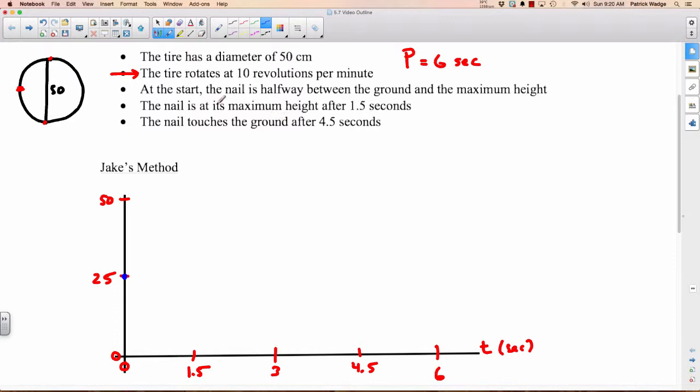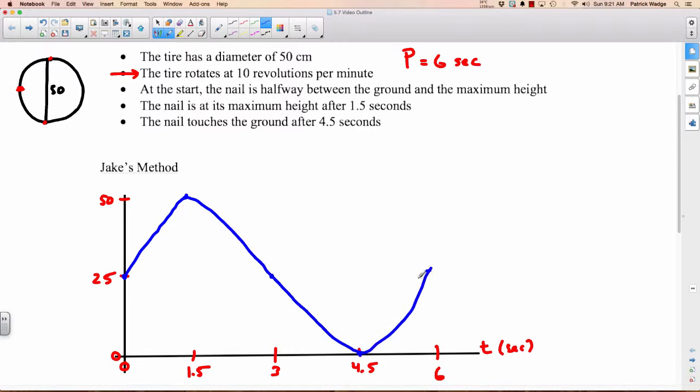So at the start it's halfway, the nail is at its maximum height after 1.5 seconds, so that's right there. The nail touches the ground after 4.5 seconds. Where do you think it would be after 3? Well, if it's a sinusoidal function, it goes up, then it goes back to here. This is the midline, isn't it? Then it goes down. Where's it going to be at 6? At the midline again. So here is your sinusoidal function.